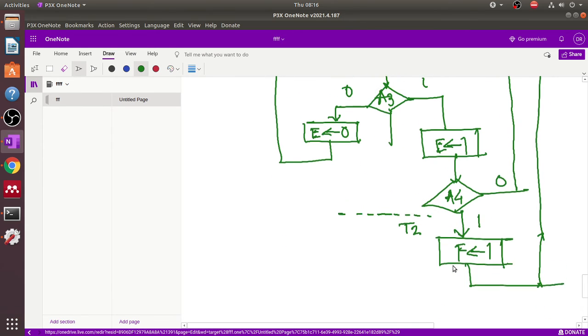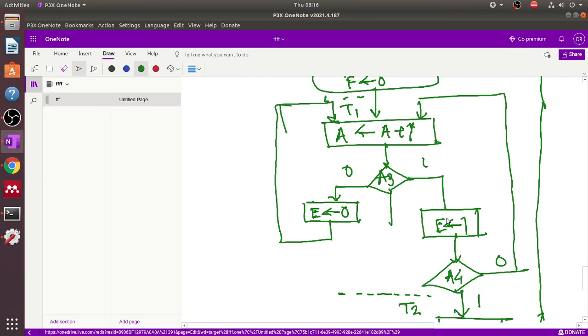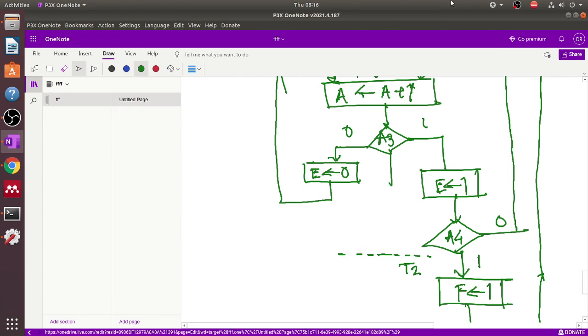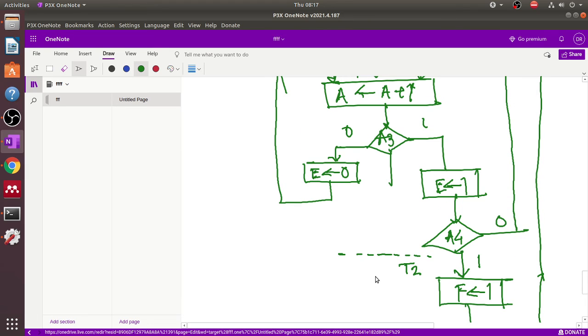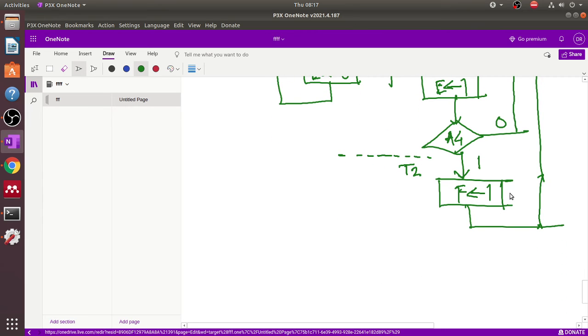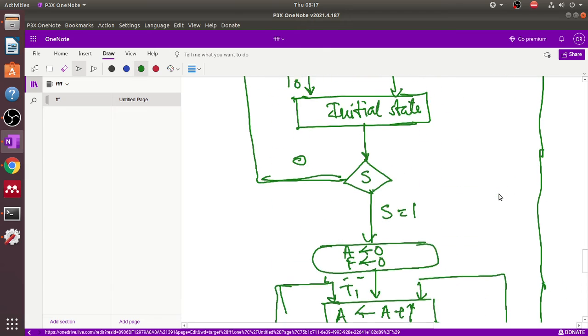So A3 equals 1, this is the state, and A4 equal to 0, this is the process, and E is set and control stays. Then for 1 1, these are T2 states. When the control is in state T2, the flip-flop AB is set to 1, and the circuit goes back to its initial state again, T0.